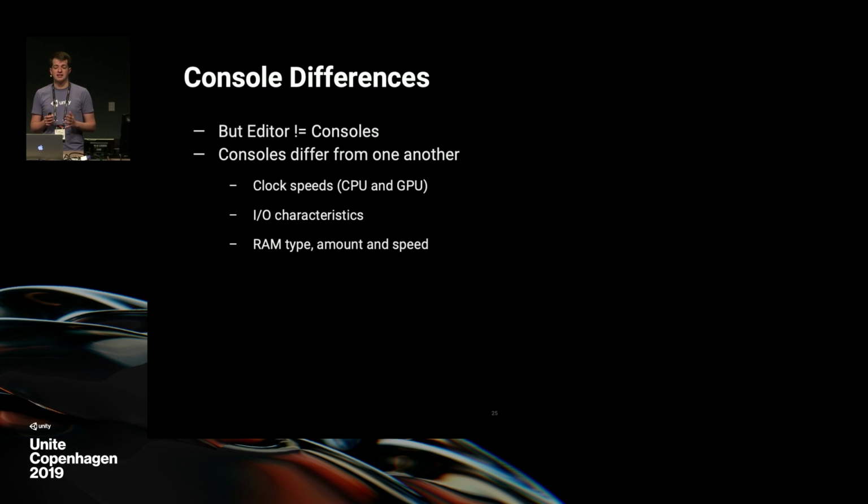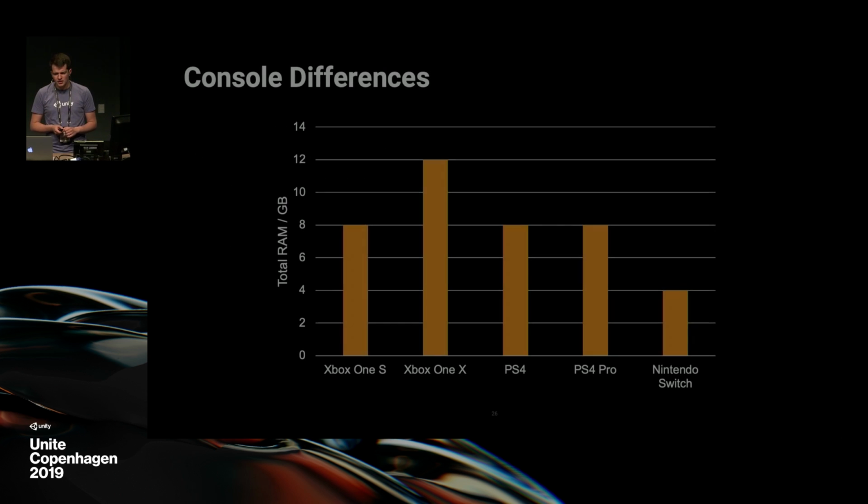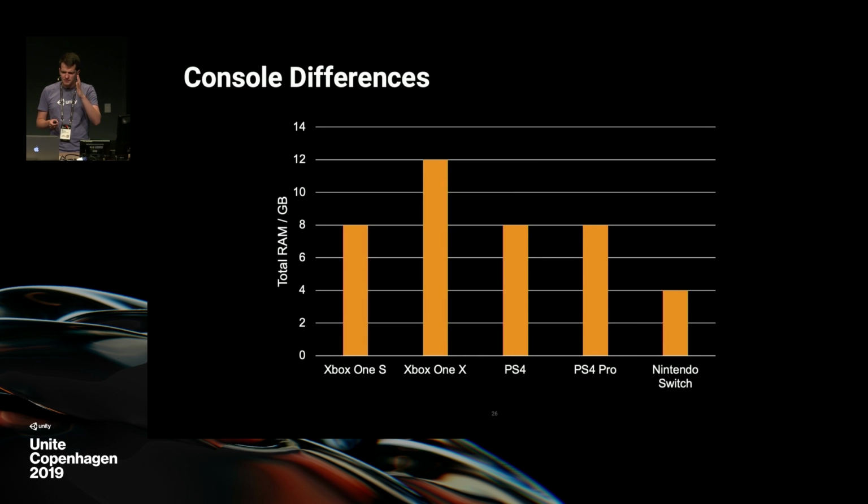The most important thing is to remember that running your game in the Unity editor is not the same as running it on real console hardware. Your development PC has different specs to each of the consoles, and the consoles have different specs from one another. There are many ways that they differ, including clock speeds, how quickly they can save and load, and what kind of memory is available. These differences can get complex, but here's a simple graph that illustrates my point.